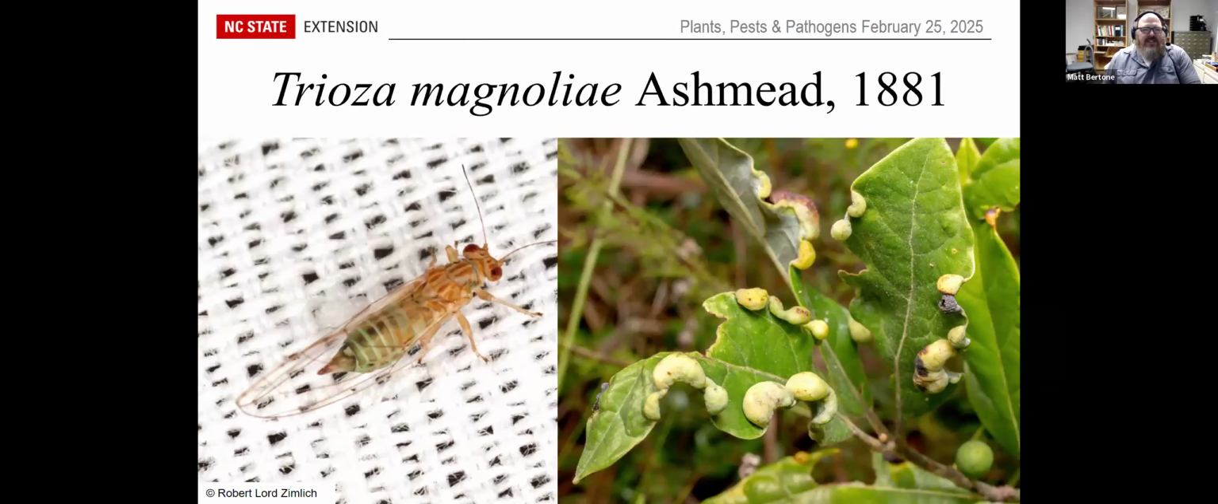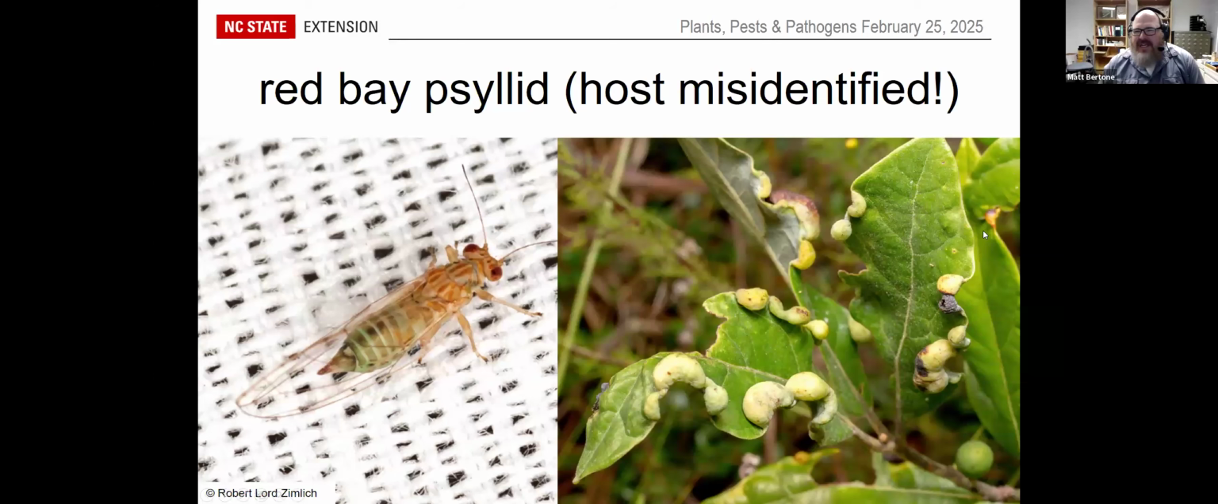So that's where we get to things like this, Trioza magnoliae. Ashmead described this in 1881. What plant is this? Does anybody know? Anybody want to guess? Magnolia? Yeah, seems like it. But no, it's red bay, as somebody said. What happened was the person who described it misidentified the host. So that name will persist forever because it's valid and it is the oldest name for this insect. But it will confuse people forever too, because it's not on magnolia, it's only on red bays or laurels.